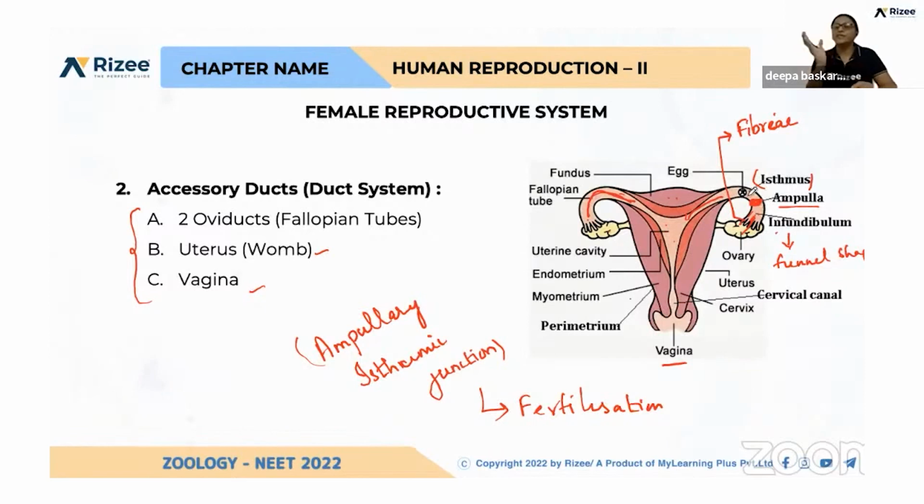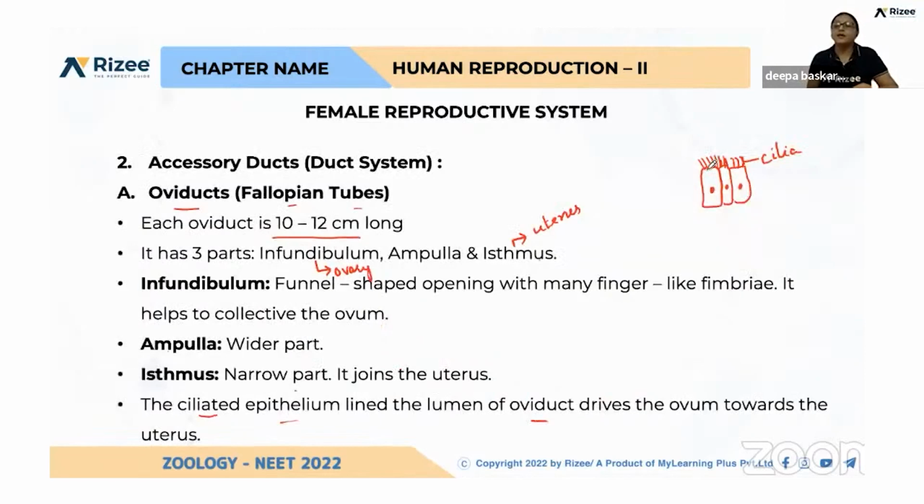It is done with the help of the cilia, which is present at the upper part of the columnar epithelium. Again, this is very important: the length of the oviduct, the parts of the oviduct where fertilization occurs, and the types of cells present in the lining of the fallopian tube, which is ciliated epithelium. So these are the important points you have to remember regarding the oviduct.